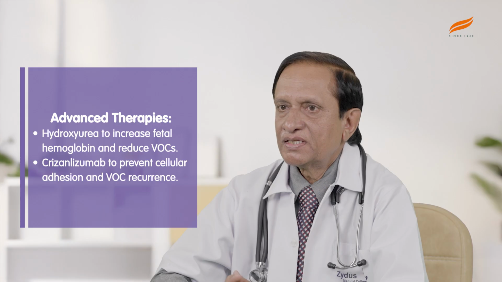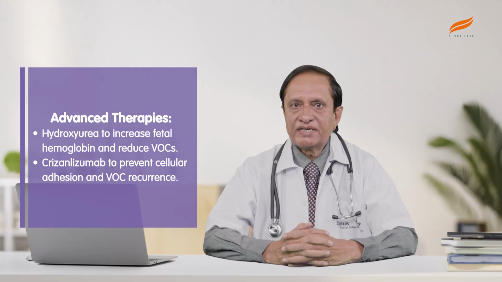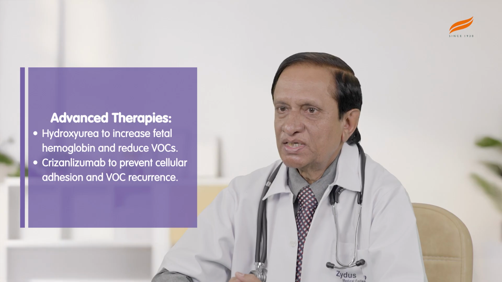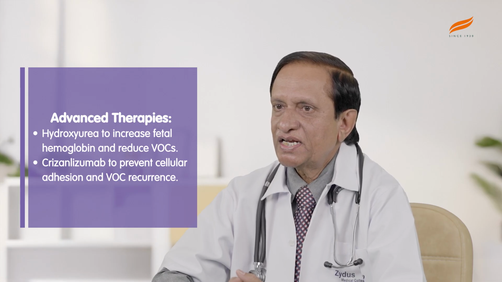Hydroxyurea therapy. This myelosuppressive drug was prescribed to stimulate fetal hemoglobin production. HbF inhibits HbS polymerization, thereby reducing vaso-occlusive crisis frequency and severity. Hydroxyurea is commonly used in young patients due to its safety profile and has shown effectiveness in decreasing the need for hospitalization and blood transfusion.